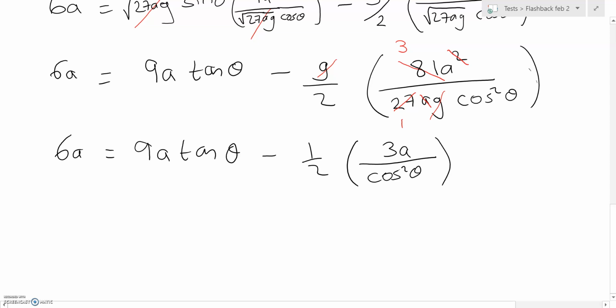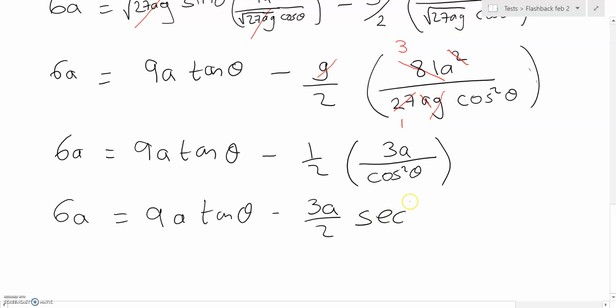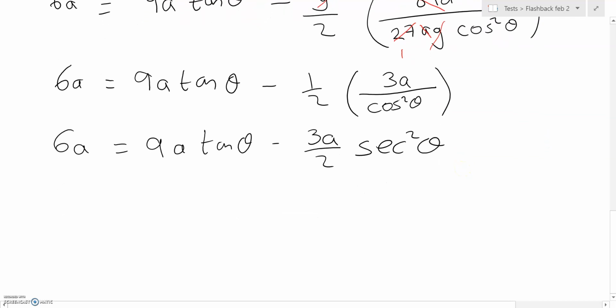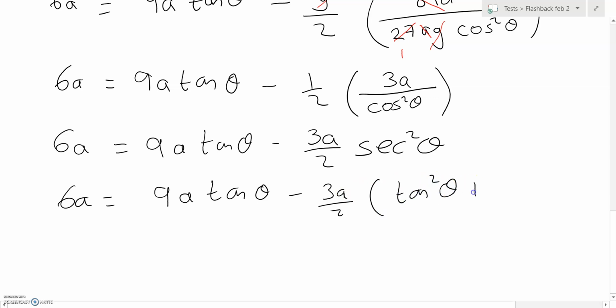Now we wanted a quadratic in tan, so we need to somehow change this cos squared theta. Instead of writing it as divided by cos squared theta, we could write it as sec squared theta. And this is good because we know that there's an identity for sec squared in terms of tan squared, namely that sec squared theta is equal to tan squared theta plus 1. So let's put that in there. Expand that out.